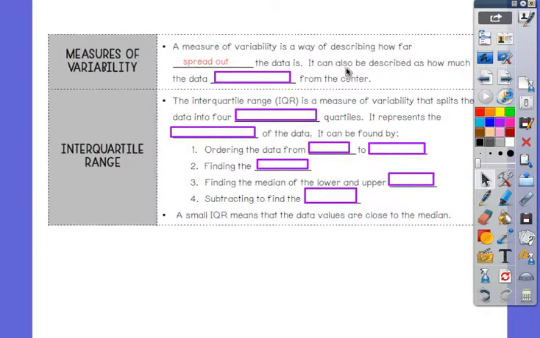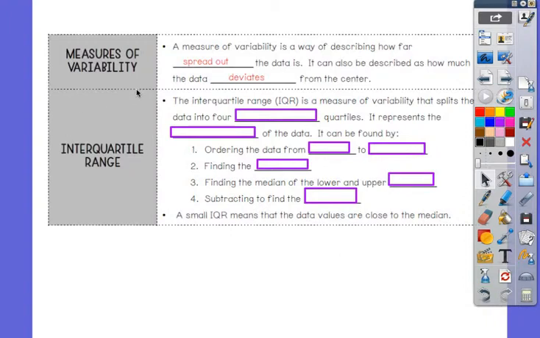It can also be described as how much the data deviates from the center. So that 0 that I scored in a game, when I averaged 20 points a game, it's deviated from the center because it's so far off of the normal. It's just not normal.